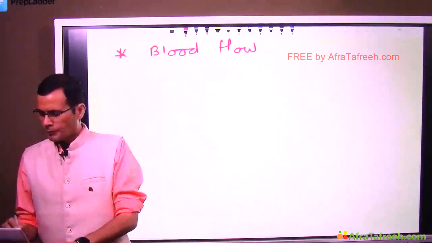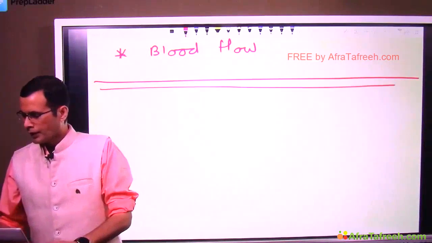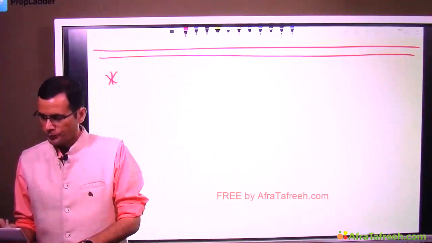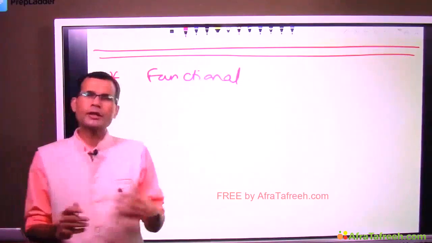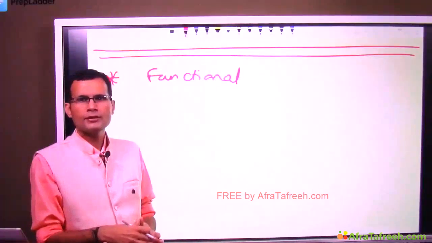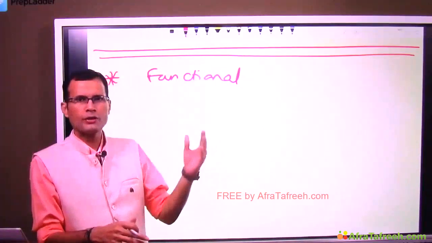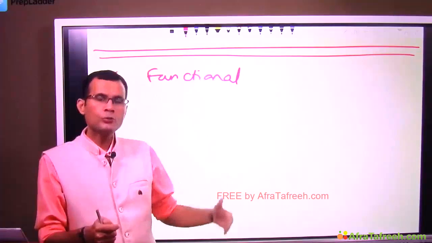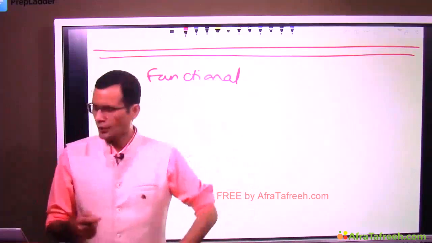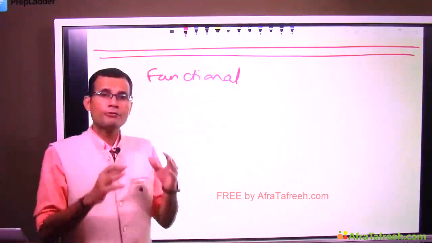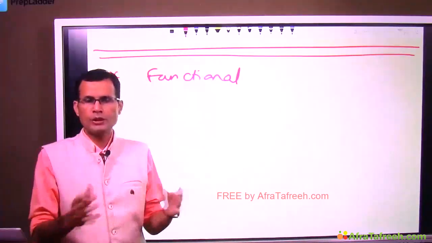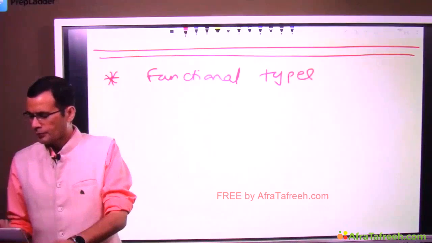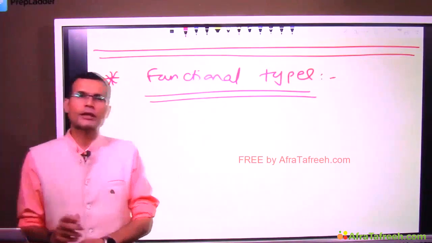Let's begin with the first part, and that's functional types of blood vessels. You have already known the anatomical organization: aorta, the arteries, the arterioles, metarterioles, capillaries, leading to venules, veins, venae cavae, and right side of the heart. But there are functional types in which these blood vessels are categorized. Let's look at these functional types.